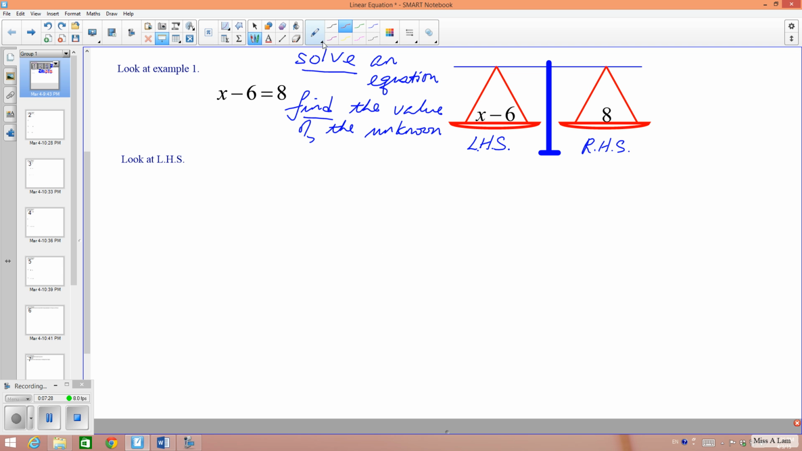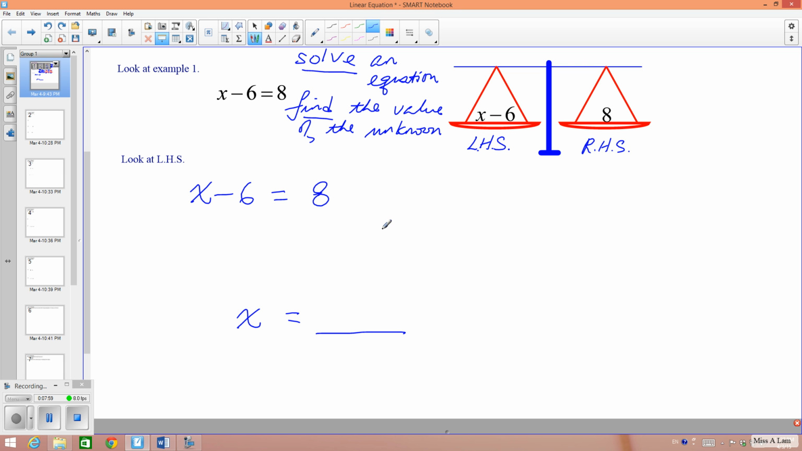Now let us look at the diagram again. If we want to solve an equation, just let me write down the equation here first. We want to solve x minus 6 equals 8. And then at the end, I want to know what is x. Therefore, it means at the end I should get the conclusion, x equals something, a value.